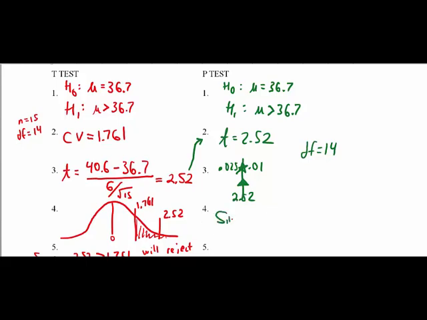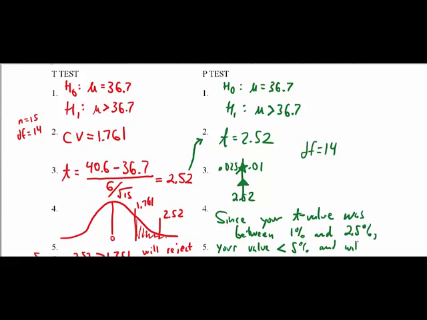So since your t-value was between 1% and 2.5%, your value, somewhere between the 1% and 2.5%, is less than 5%, and we will reject the null hypothesis.